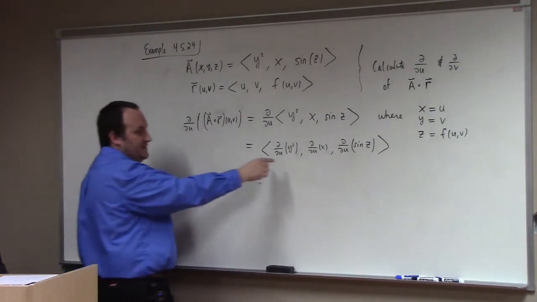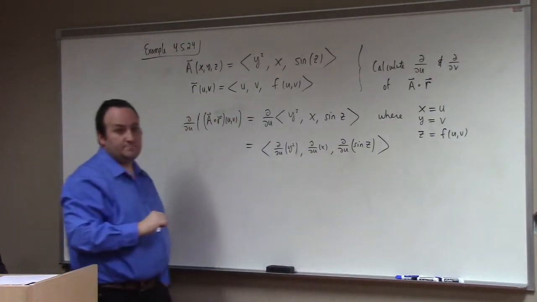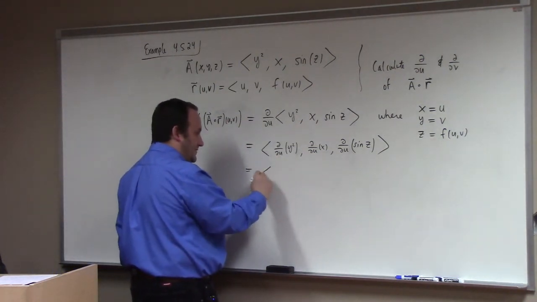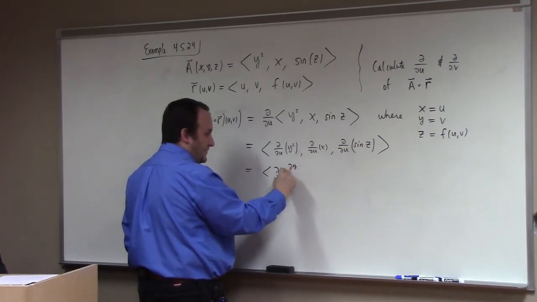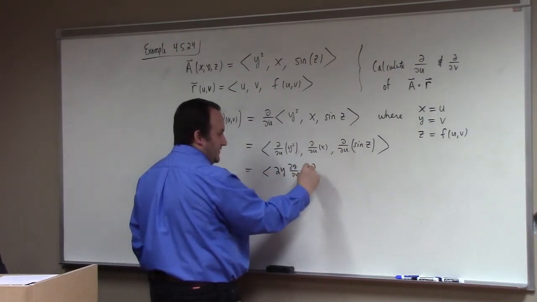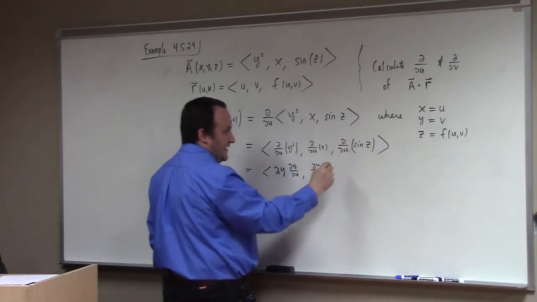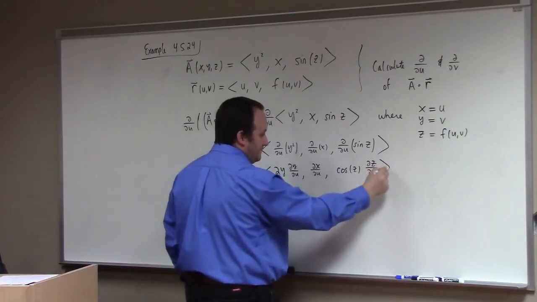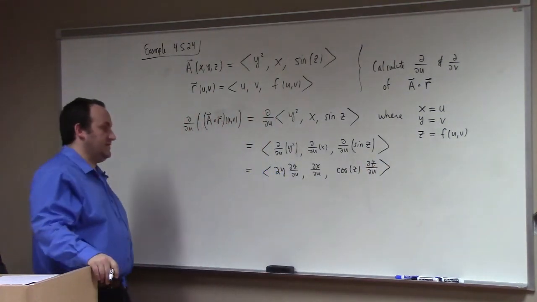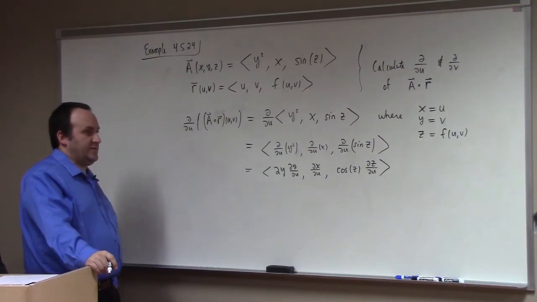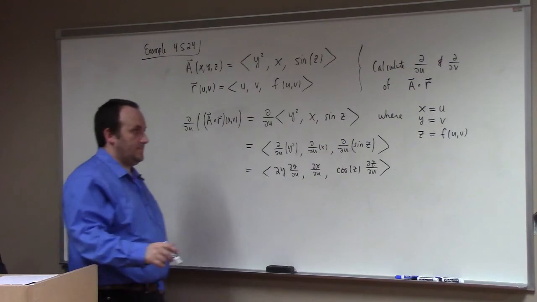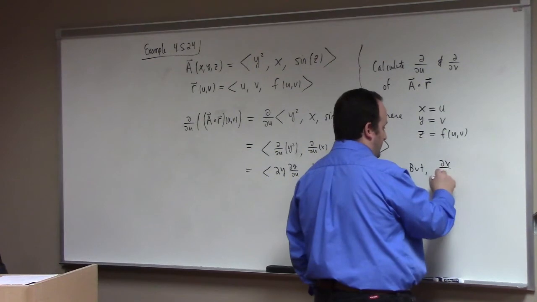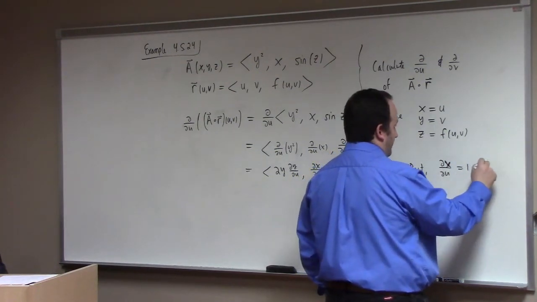But then each one of these is separately a chain rule problem. So what does the chain rule look like here? It's not especially exciting. This one is 2y partial y partial u. This one is just partial x partial u. This one, we get cosine of z partial z partial u. What is partial x partial u? What is partial y partial u? Partial x partial u is 1. Partial y partial u is 0.